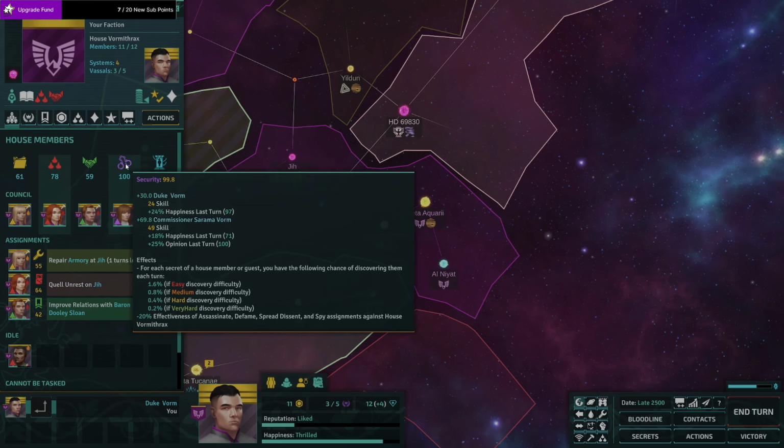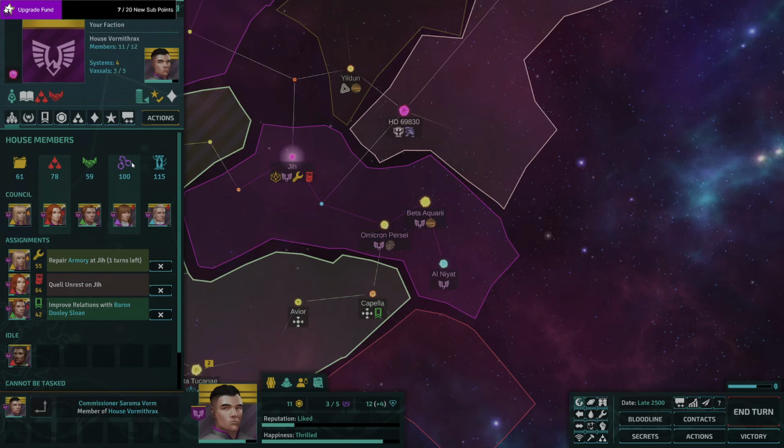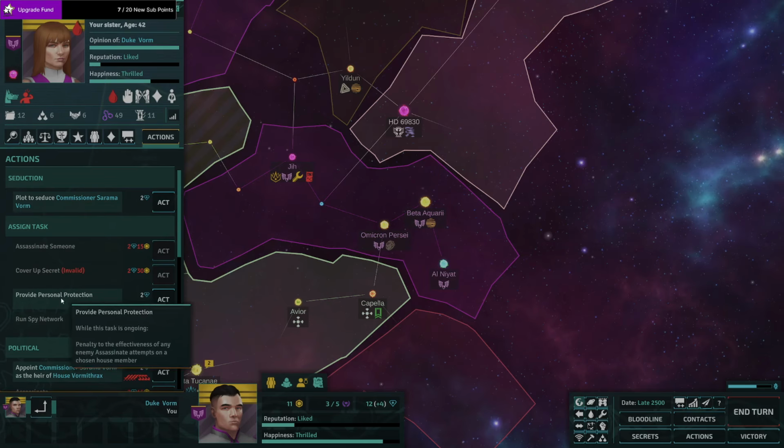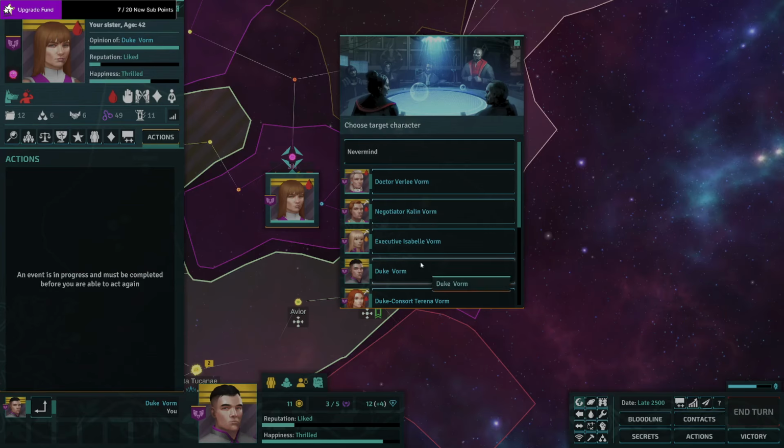And then the effects down at the bottom. For each secret of a house member or guest, you have the following chance of discovering them each turn. And then -20% effectiveness of assassinate, defame, spread dissent, spy assignments against House Vormithrax. So that's pretty good numbers. So you actions. I'm just going to say provide personal protection for the Vorm.